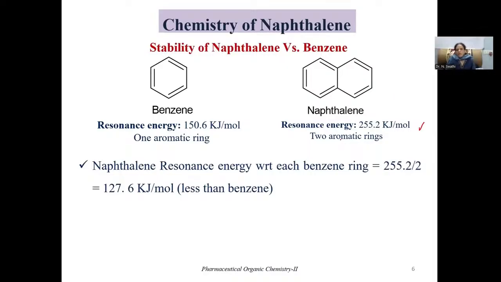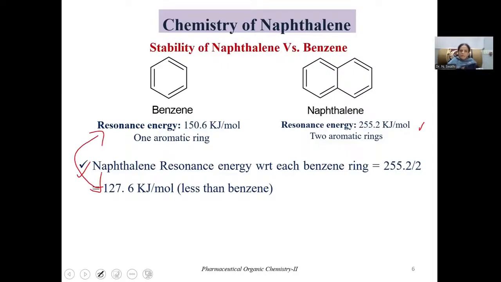In order to compare the stability, we have to compare a common property. Benzene has only one aromatic ring system, while naphthalene has two. The naphthalene resonance energy with two aromatic ring systems is 255.2 kilojoules. Now we have to calculate the naphthalene resonance energy with respect to each aromatic ring system, so we divide by 2. That means 255.2 divided by 2 gives around 127.6 kilojoules per mole. That means the naphthalene resonance energy with respect to each benzene ring is around 127.6 kilojoules per mole.